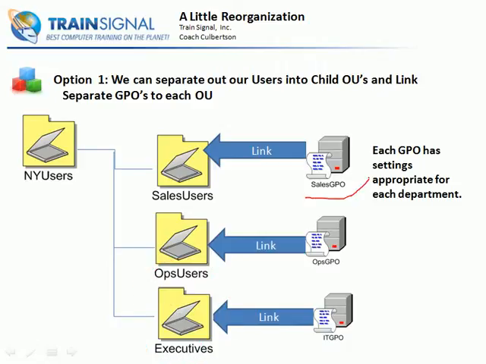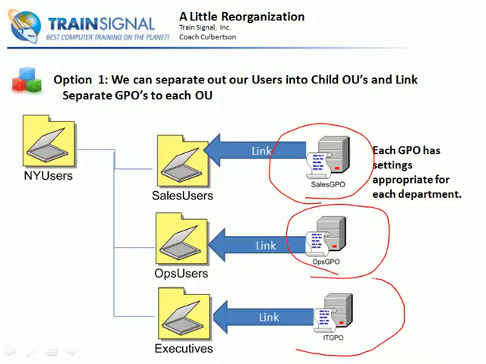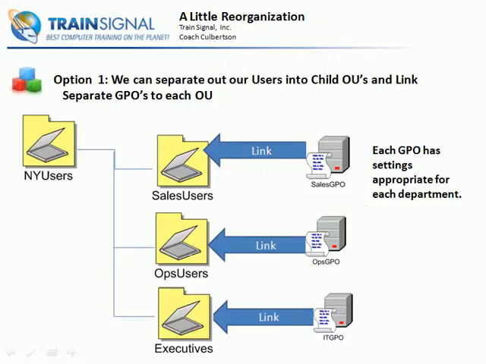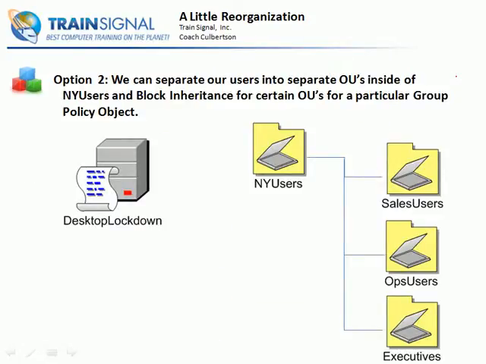Now, this is not a bad idea because we can create separate group policy objects for each individual organizational unit that is appropriate for each one of these particular departments. So there's a lot of advantages to breaking out our users into separate OUs. Now, this is not exactly the fastest fix, though, for our particular problem, because remember, Hank wants you to fix it fast. And creating separate OUs and creating separate GPOs, well, that's going to take a little bit of time, right? Let's talk about our separate option.